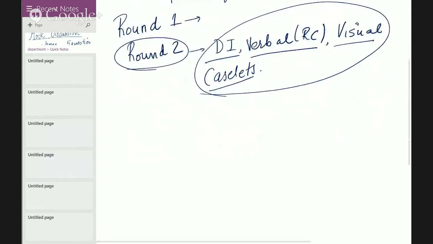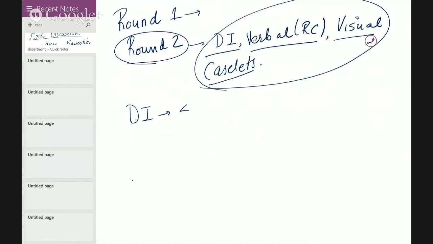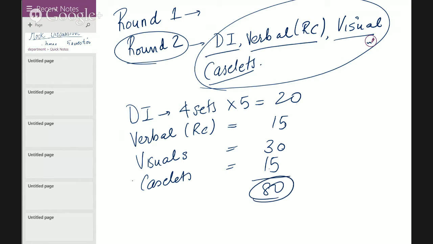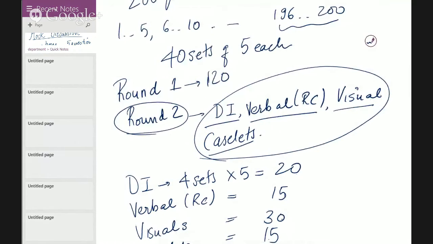So let's find out the number of questions that they have. DI will have 4 sets of, let's say, 5 questions each, so that's 20 questions. Verbal RC specifically will be 15 questions. You'll have visuals, maximum 30 marks, and caselets of a maximum 15 marks. So 15, 15, 30, 30, 20, that's 80 marks you'll do later. 120 marks is what we're looking for in the first round, and we're supposed to get these 120 marks in about 75 minutes. That's the intention. Let's see how we can grab onto this number.